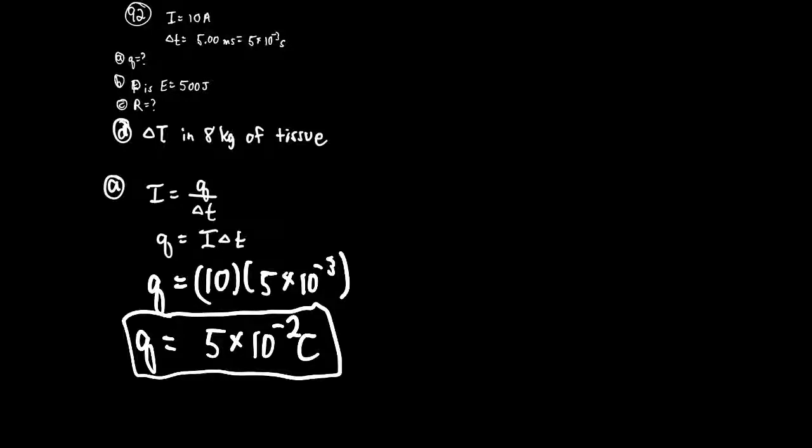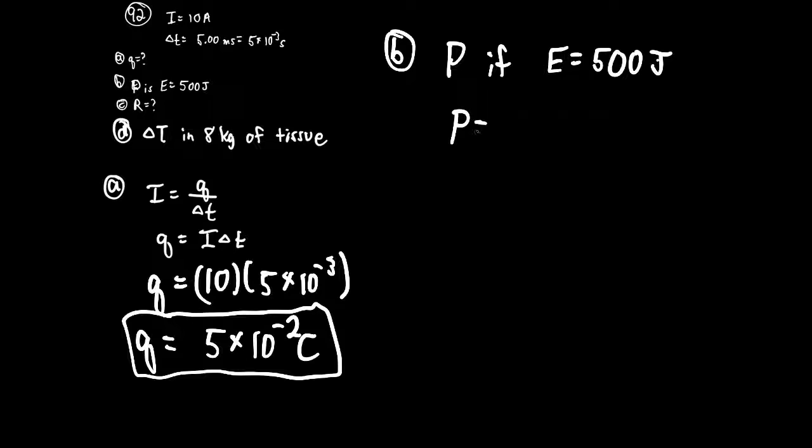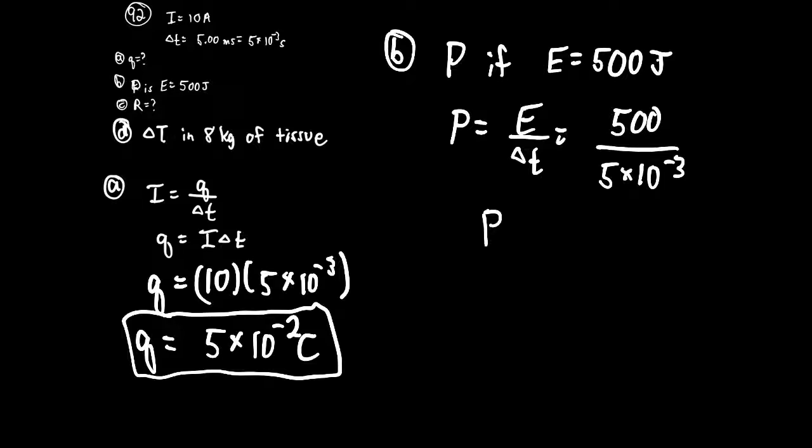Part B. What's part B? Find the power if E is equal to 500 joules. How do I find power? Power is energy over time. So that's 500 divided by 5 times 10 to the negative 3. What do I get for the power? 1 times 10 to the 5. What are the units? Watts.